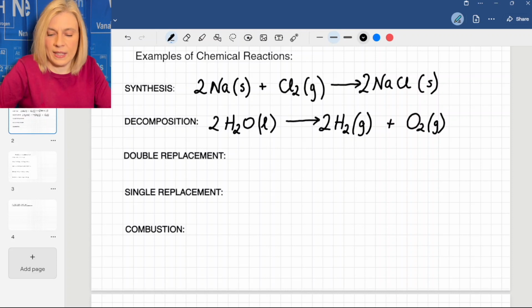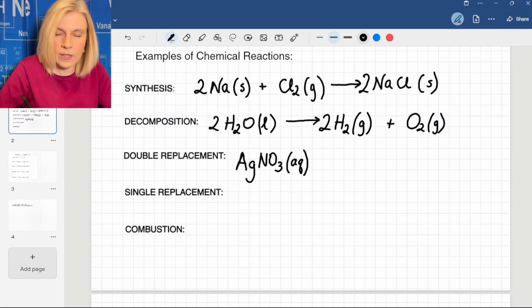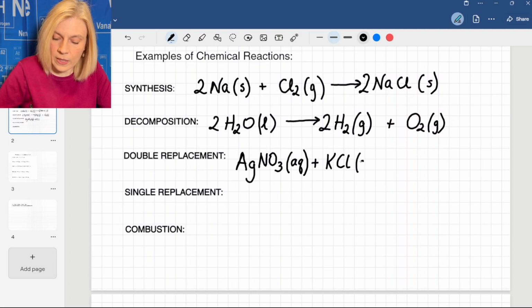Double replacement. Let's do a specific example of a double replacement reaction. A nice example would be 2 ionic compounds. So we have silver nitrate, and that's aqueous, dissolved and dissociated in water, plus, let's do potassium chloride, dissolved and dissociated with water.